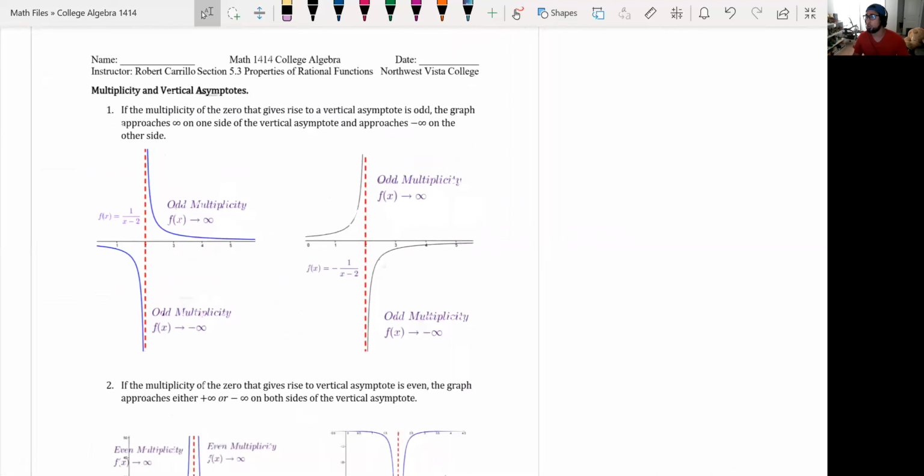Okay, so remember multiplicities for x-intercepts and zeros, you would touch or cross the x-axis. Well, now there are actually multiplicities to asymptotes, to vertical asymptotes at that. So number one, if the multiplicity of the zero that gives rise to a vertical asymptote is odd, meaning our linear factor in the denominator has an odd power, the graph will approach infinity on one side of the vertical asymptote, and the graph will approach negative infinity on the other side of the vertical asymptote.